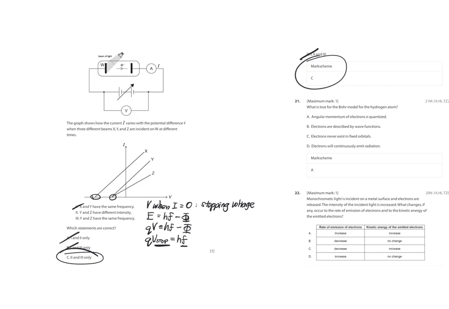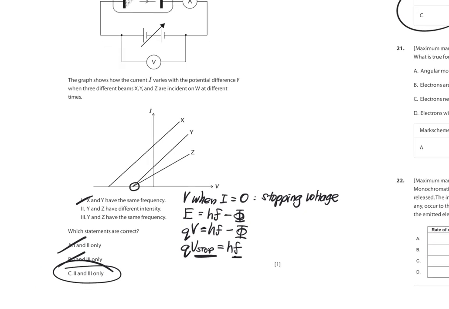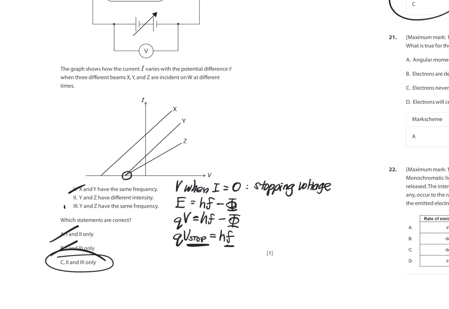I'm sorry, 2 and 3 only. 2 says Y and Z have a different intensity. 3 says Y and Z have the same frequency. Y and Z do have the same frequency because they have the same stopping voltage. So that is true. Ding.